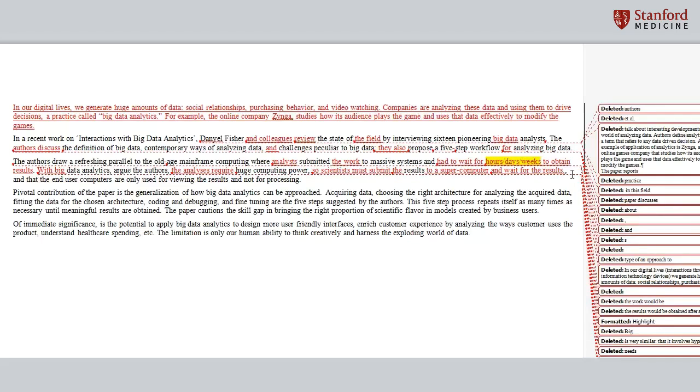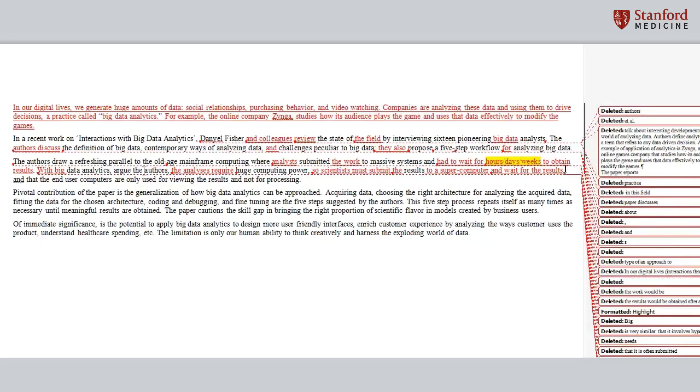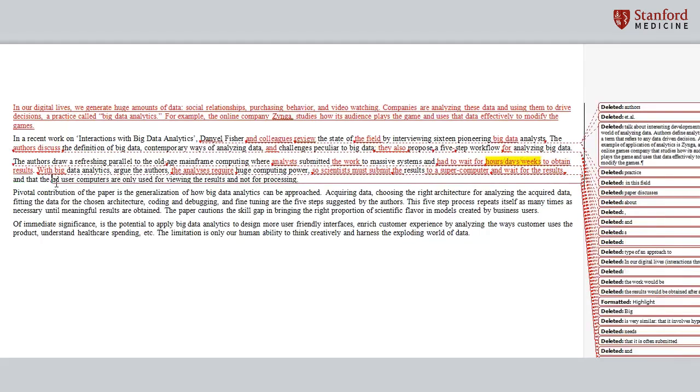And then I would make this last thought just its own sentence. The end user computers, so we can just start with end user computers, are only used for viewing the results and not for processing. I'm going to change that just slightly to be a little more direct. So end user computers display but do not process the results.